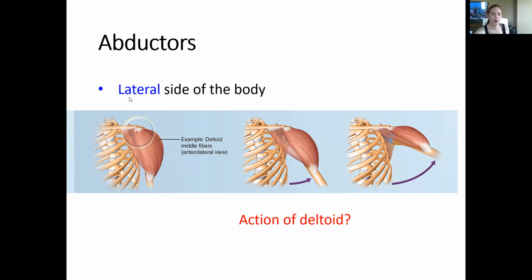So for example, that muscle right there, that's called the deltoid. The deltoid would be this muscle on the lateral side of your shoulder. And that deltoid would abduct your humerus or abduct your arm, or you could say abduct your shoulder. Any of those would be acceptable answers.